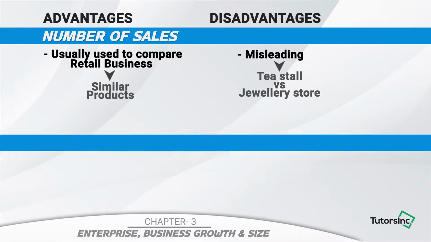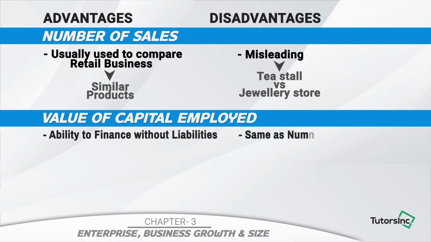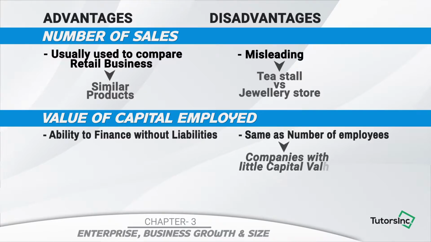And lastly, comparing businesses by the value of capital employed. This shows the amount of capital that has been invested in the company. While it shows the company's ability to finance without creating debt or liabilities, it has the same problem as the number of employees measure. Companies with little capital value can be bigger than those with more capital investment. Depends on the product, really.